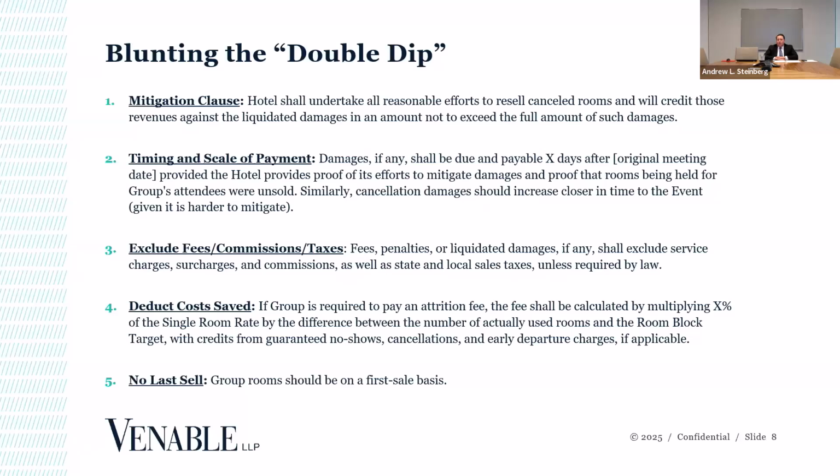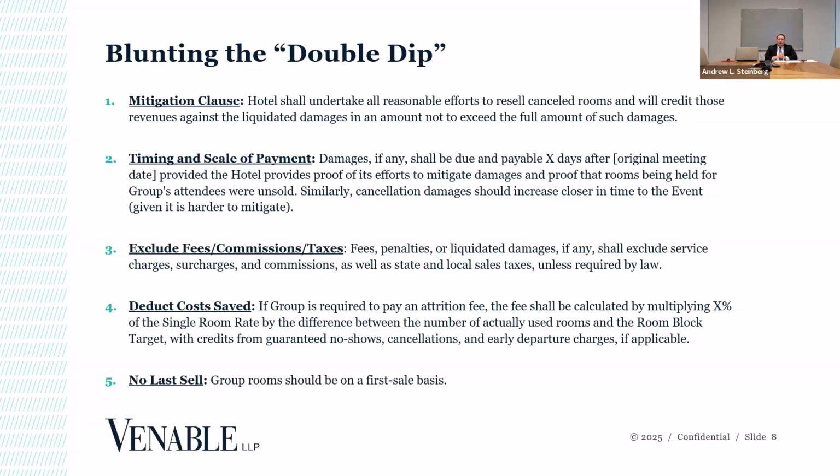So if you underperform on your room block commitment in a hotel agreement, and the hotel turns around and is able to resell the room at a higher rate or even a lower rate, there should be some type of corresponding credit and obligation set forth in the agreement that requires the venue to make reasonable efforts to try and resell any type of canceled function space or food and beverage functions or guest room revenue that is going to be credited against any liquidated damages that you're going to owe.